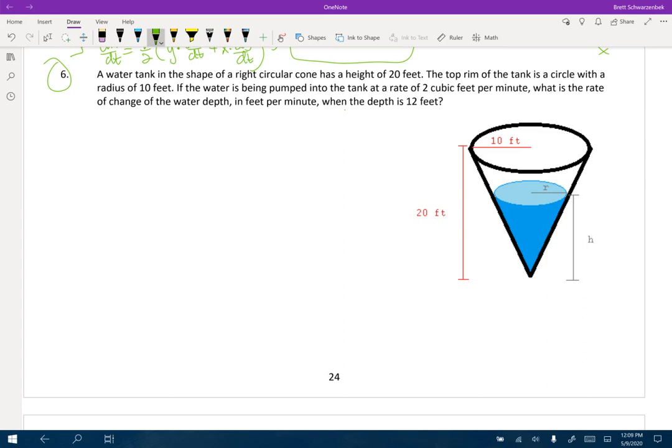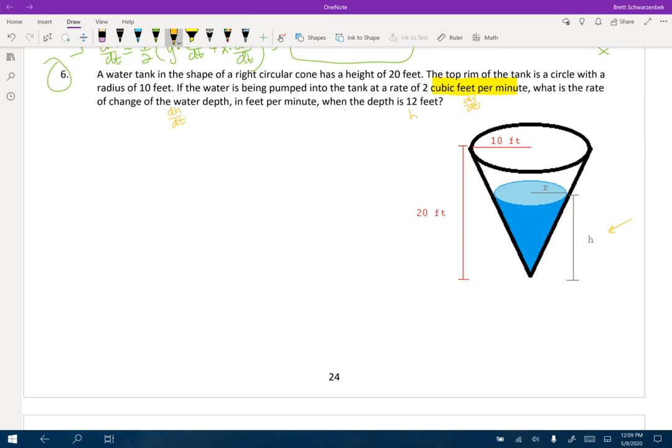So right away, hopefully your sensors go, oop, that's volume, cubic feet per minute. What is the rate of change of the water depth in feet per minute when the depth is 12 feet? So a lot of things should be going through your head here. For example, this has to be dV/dt, cubic feet per minute, the rate at which it's changing. They're asking for the rate of change of water depth. The depth of the water is designated by the variable h, so the rate of change of that has to be dh/dt. And they're also saying the depth of the water is 12, which means that's h.